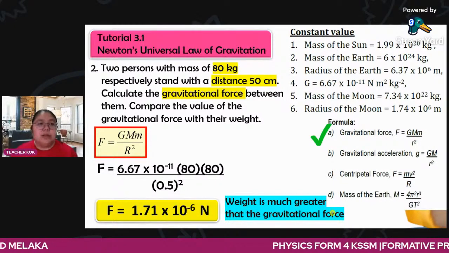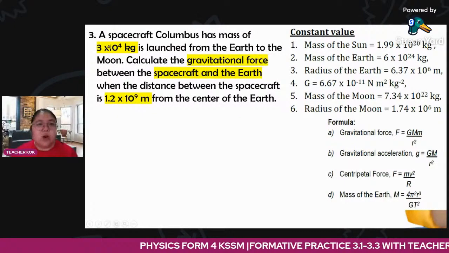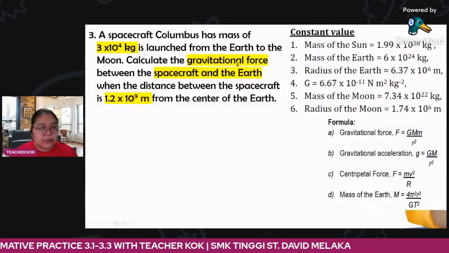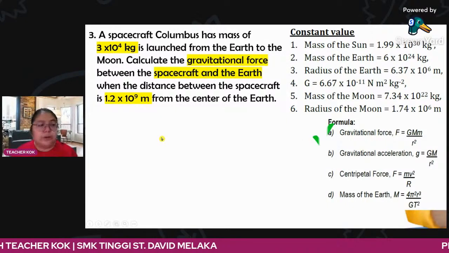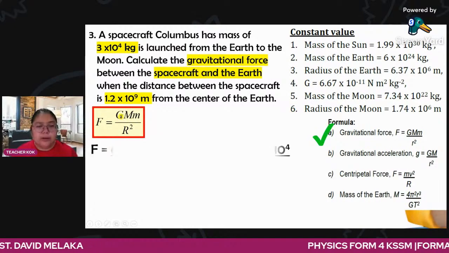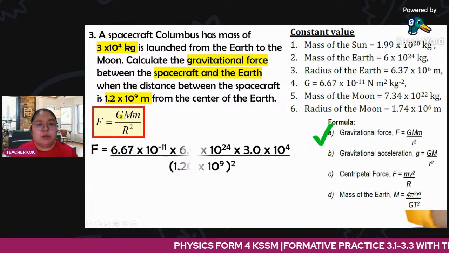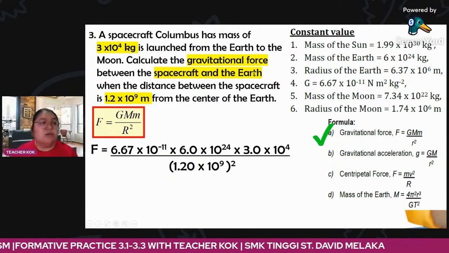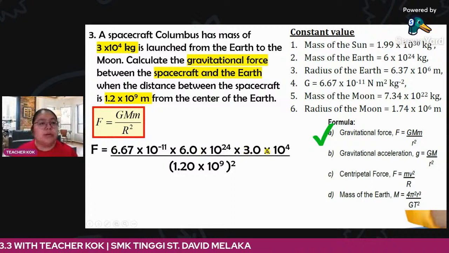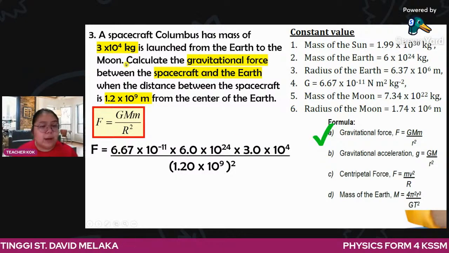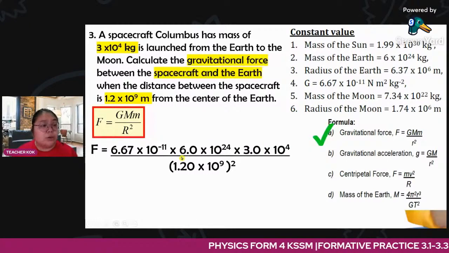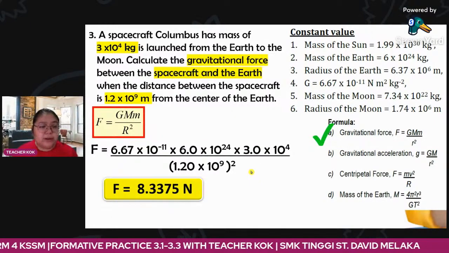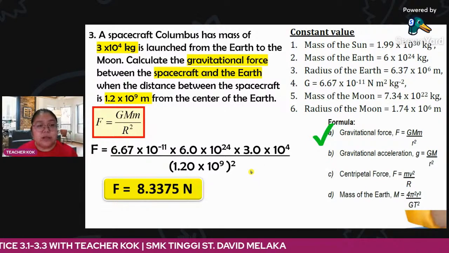Number 3, this one is a spacecraft. The mass is provided, then it is launched from the Earth to the moon. So calculate the gravitational force again. From here, they provided the distance. So I need to show the equation first. I am using this formula. G, everybody knows what G is. Capital M is the bigger object. The bigger object should be the Earth, because they say spacecraft and also the Earth. So we take the Earth mass. Number 2 is the small mass from the spacecraft. Then the distance they provided, I just put in, then I square it. Final answer, the force is 8.3375 Newton. So this one is the gravitational force.